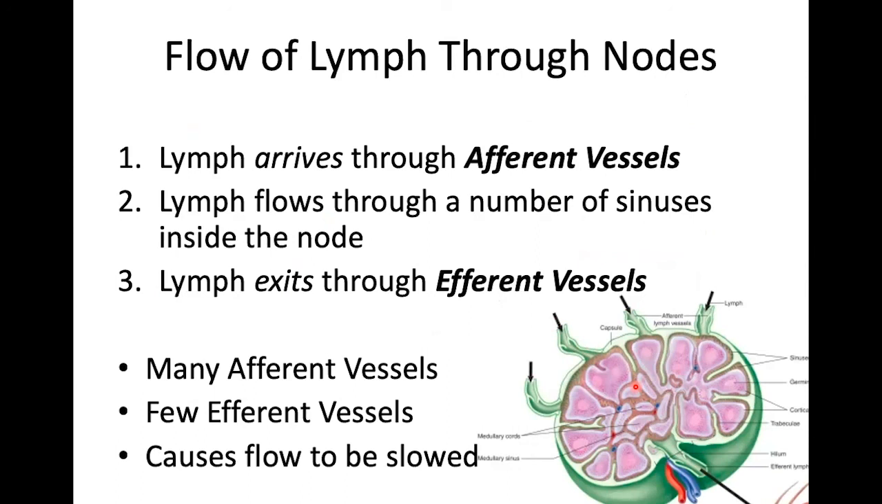Because remember, we don't want any of these pathogens back in circulation. We want to be able to inactivate them by either our B or our T cells within the lymph nodes. So we slow down the flow to give ourselves the opportunity to fight those pathogens. You'll always see that a lymph node has many afferent vessels and fewer efferent vessels to allow us to slow the flow of lymph as it passes through the lymphatic system.